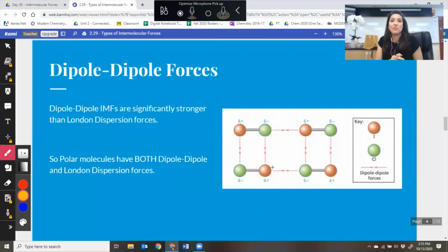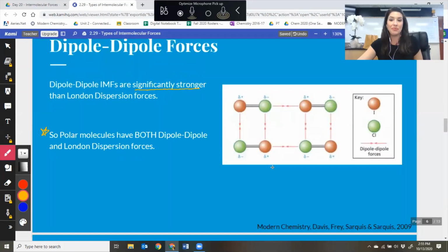The other thing I should mention about dipole-dipole forces is that they are significantly stronger than those London dispersion forces. It's much, much harder to pull those molecules apart from one another. So like I was saying, polar molecules have both the dipole-dipole interaction and the London dispersion force.